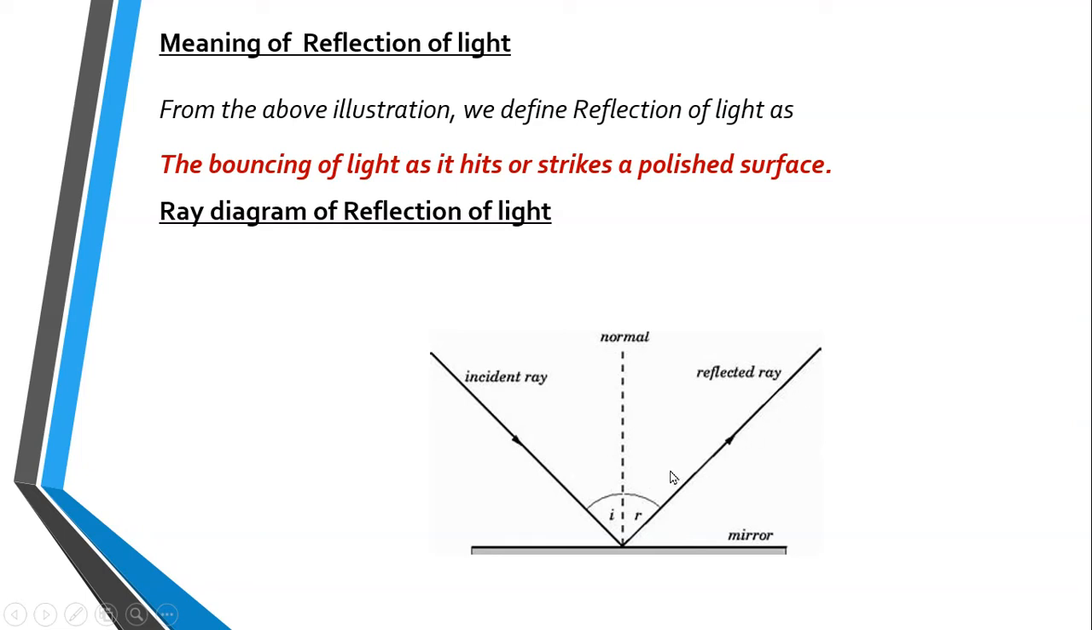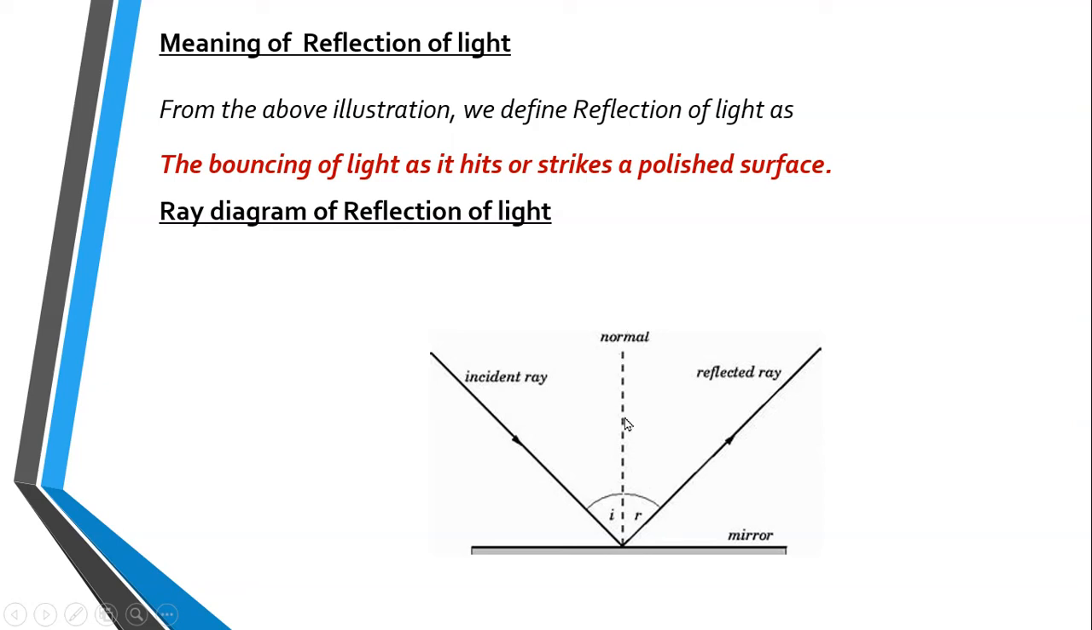Another thing we must note about the diagram is this imaginary line, which is at right angle with the surface. At right angle means it makes an angle of 90 degrees with the surface. So take note, it makes an angle of 90 degrees with the surface. It's called a normal. Alright?